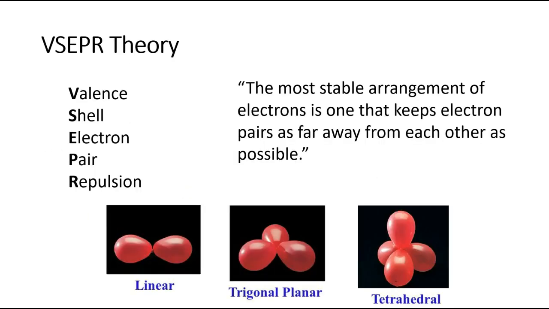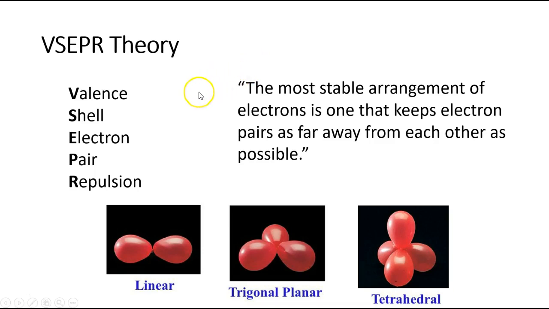So this is all based on what we call VSEPR theory, and although it's pronounced "Vesper," it's actually not spelled Vesper, it's VSEPR, and that stands for valence shell electron pair repulsion. And the simplest statement of this that I've found to put on here is this: the most stable arrangement of electrons in a molecule is one that keeps electron pairs as far away from each other as possible.